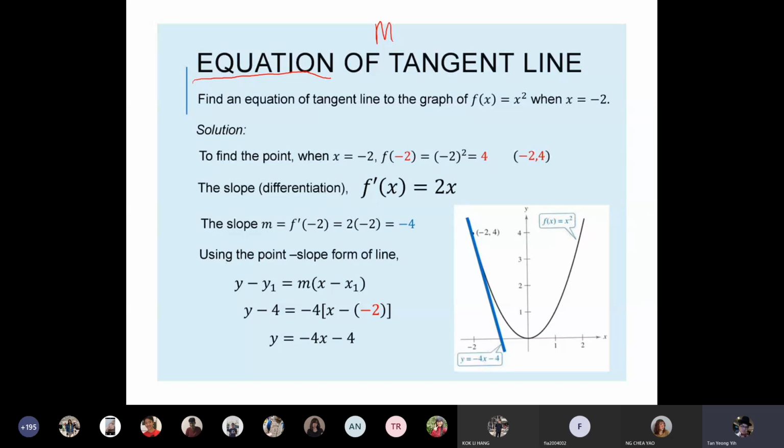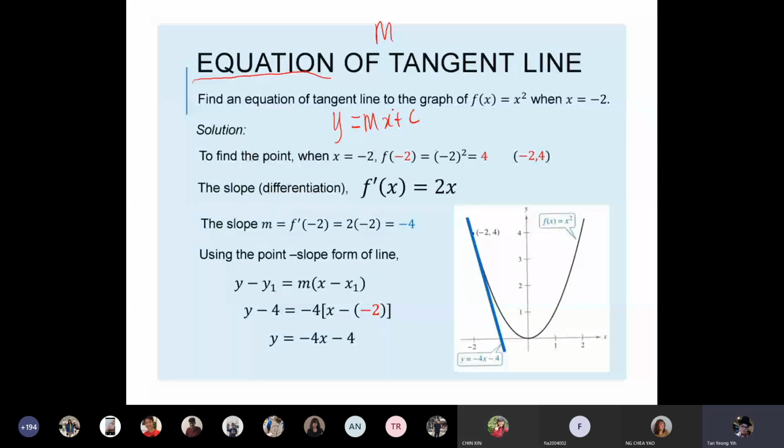Okay, before we start, let's do some revision. When we have a tangent line, we know that this line is a straight line, right? Tangent line is a straight line. For a straight line, what does the equation look like? Students, for a straight line, what is the form of the equation? Are you still with me? y equals mx plus c. Okay, thank you. y equals mx plus c.